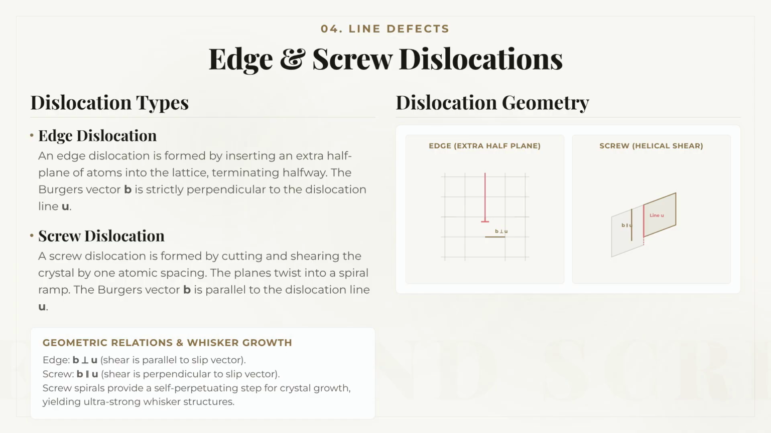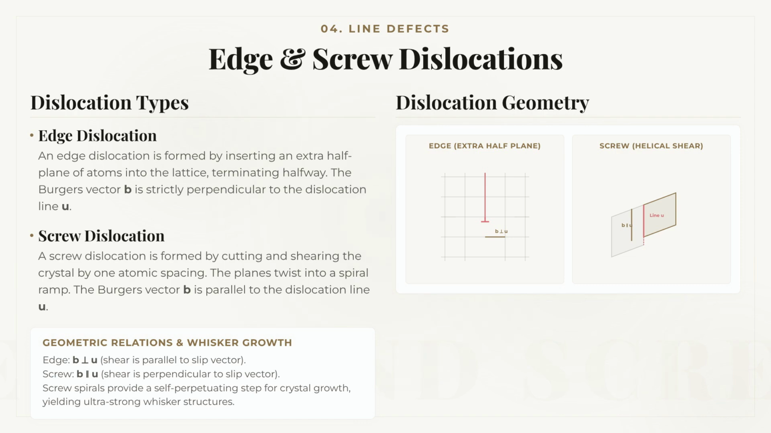The line where this extra plane terminates is called the edge dislocation. The atoms above this line are compressed, while those below are stretched. This creates a distortion field around the dislocation. For an edge dislocation, the Burgers vector is always perpendicular to the line of dislocation. This perpendicular relationship is one of the key characteristics used to identify edge dislocations.